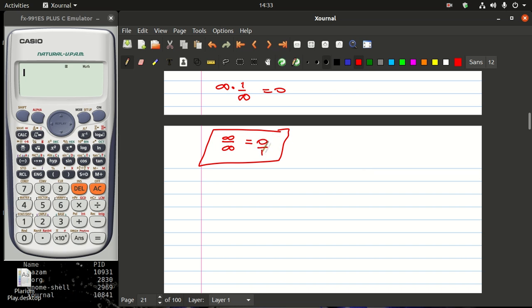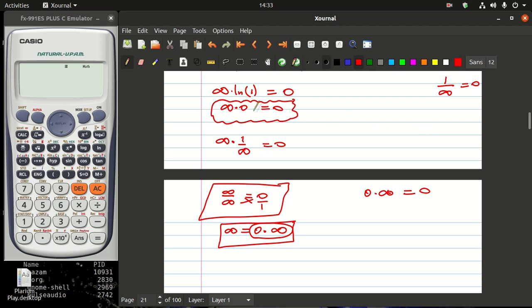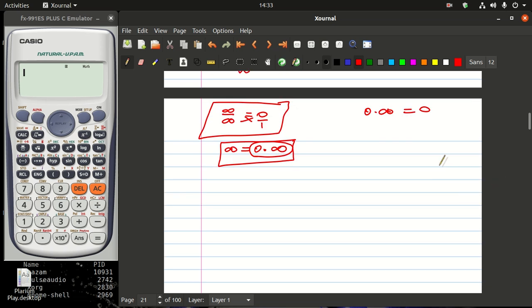Remember that here there is a 1. If I were to cross multiply here, I would end up having infinity is equal to 0 times infinity. So we first found out that 0 times infinity is equal to 0, which was actually here. And now we are also finding out that 0 times infinity is equal to infinity. And infinity and 0 are not the same, which is a contradiction.